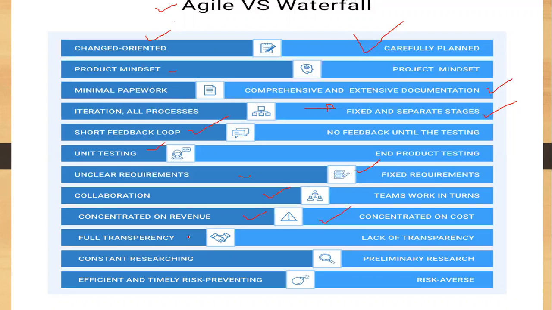Waterfall has full transparency, while agile has a lack of transparency, because at the end of the day, when you have to evaluate something, it is a bit difficult. Agile has constant researching, while waterfall has preliminary research. Constant research means that throughout the project you can make changes, while in waterfall you can make changes only at the primary stage. Agile is efficient, with timely risk prevention, while waterfall is risk averse, with a lot of risk. So this one is the major difference.